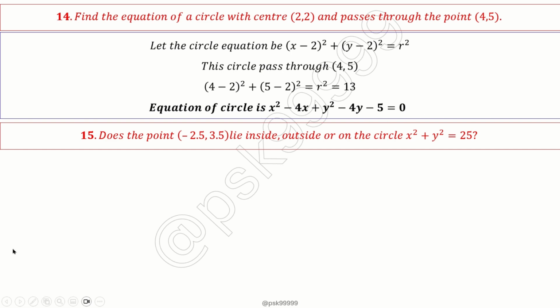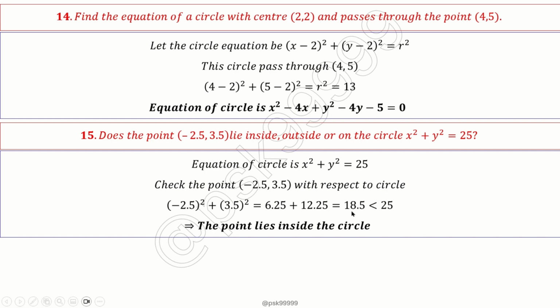This is the solution. Now next is, does the point (minus 2, 5) comma (3, 5) lie inside or outside the circle? This is simple. When you want to check if a given point is inside or outside, you substitute the point and see if it is less than r square or greater than r square. If it is greater than r square, it lies outside the circle. If it is less than, it is inside. So substitute and see. If I substitute, I get 18.5. 18.5 is less than 25, which means the point lies inside the circle. This is how you will check.